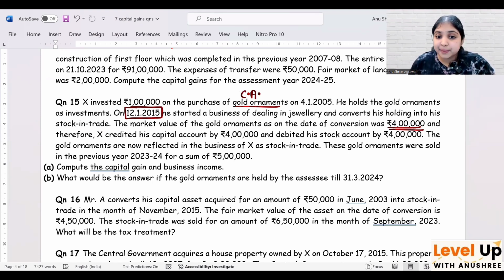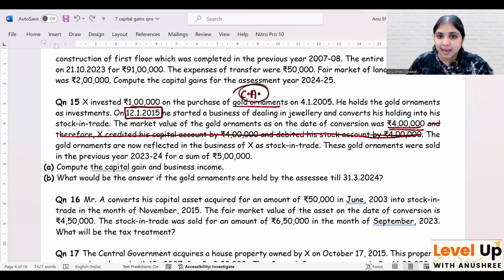X credited his capital account by 4 lakh and debited his stock account by 4 lakh. I don't care what you are doing in accounts because I am doing tax calculation over here. The gold ornaments are now reflected in the business of X as stock in trade. These gold ornaments were sold in the previous year 23-24 for 5 lakh rupees.